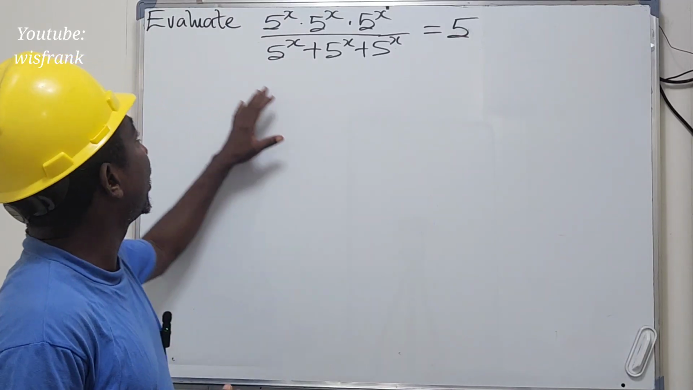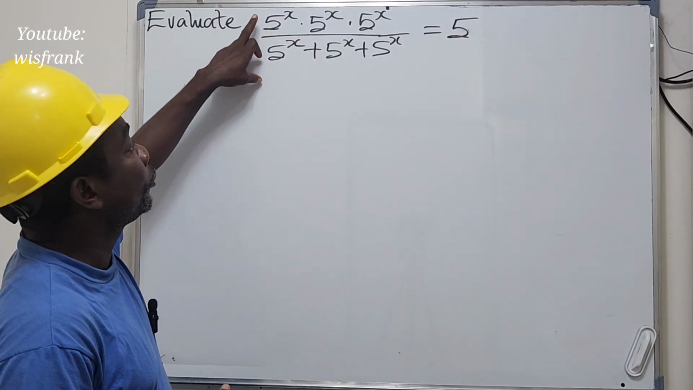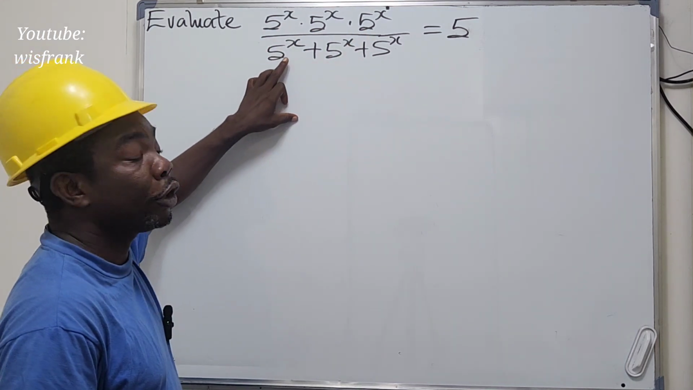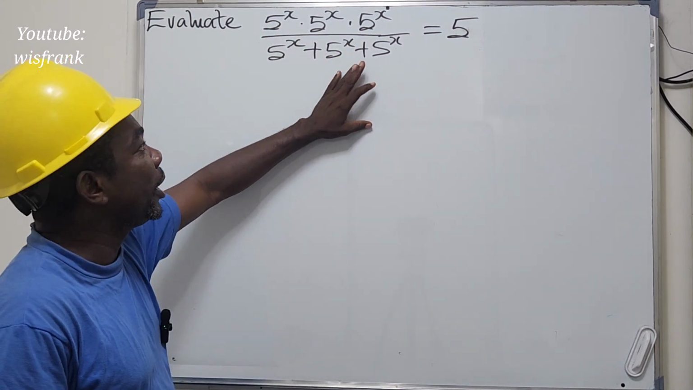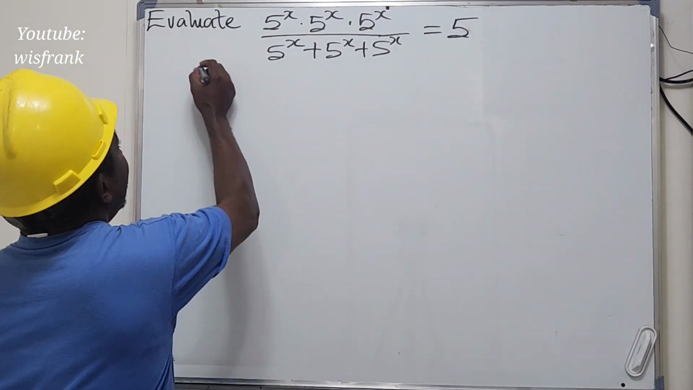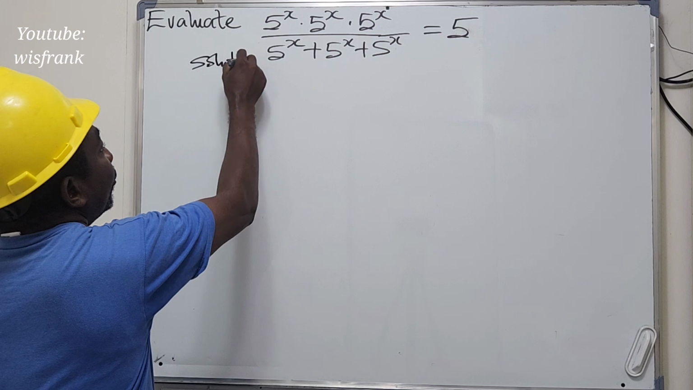For today, we're looking at this question. It says evaluate 5^x times 5^x times 5^x all over 5^x plus 5^x plus 5^x equals 5. So here we are going to evaluate that for us to find the value of x.